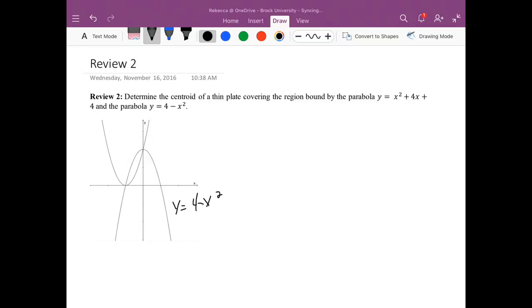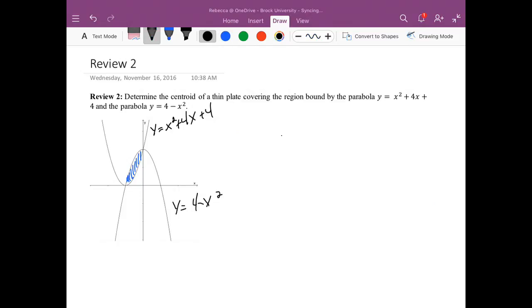my y equals 4 minus x squared. And this one must be my y equals x squared plus 4x plus 4. And I'm trying to determine the centroid of that bound area there.